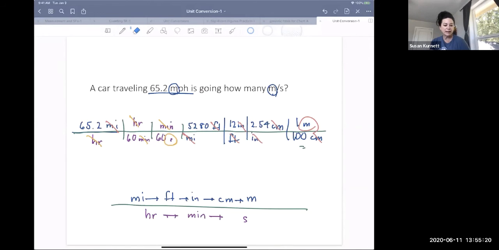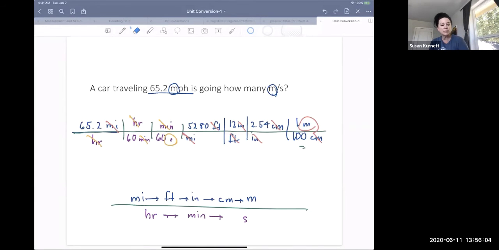Now, when you put this in your calculator, the way I like to do it is just sweep. So I would put in 65.2, and then I would divide by 60, multiply by 5,280, multiply by 12, multiply by 2.54, and then finally divide by 100, hit equals. And just hit equals once. Sometimes students want to do all the numerator and all the denominator and then divide, but I've seen students set it up correctly and get the wrong answer doing it that way. So I wouldn't recommend that way. I like to sweep, just go from left to right. And if it's in the numerator, multiply, and if it's in the denominator, divide.